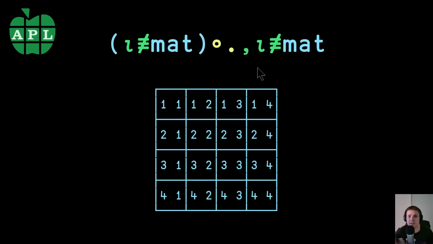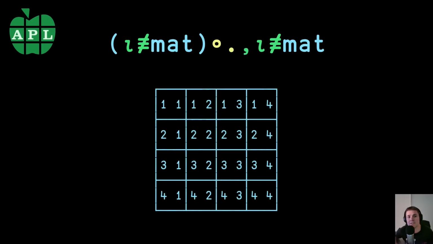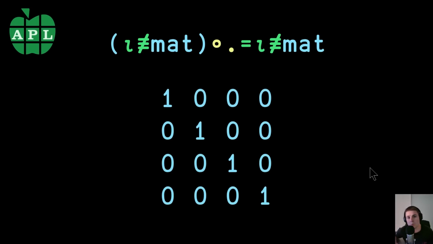And the nice thing about outer product is that you can replace this binary operation catenate with any binary operation you want. And if we replace that with equals, you'll end up with your identity matrix. So note that the only place in our matrix before where our pairs of numbers are equal to each other is along this diagonal. So it works really nice like that. So this is one way to get an identity matrix.